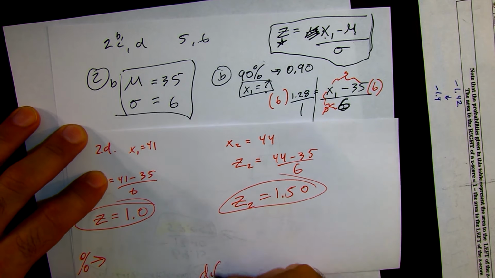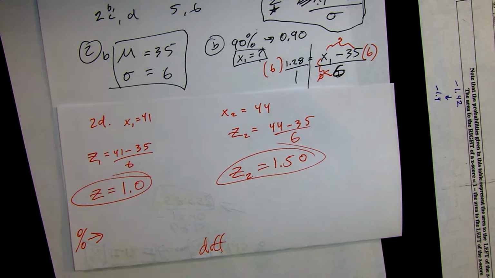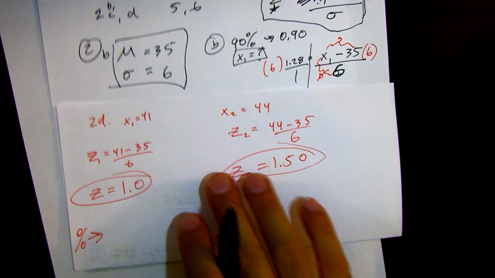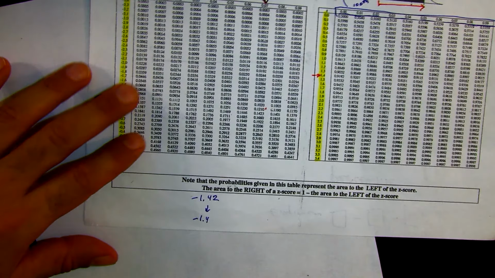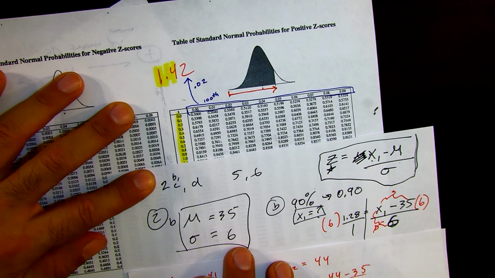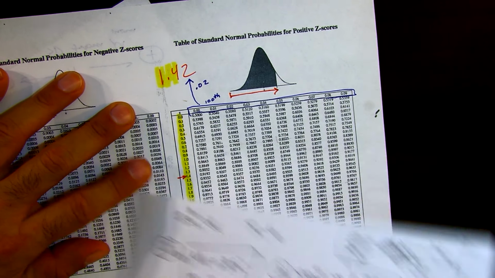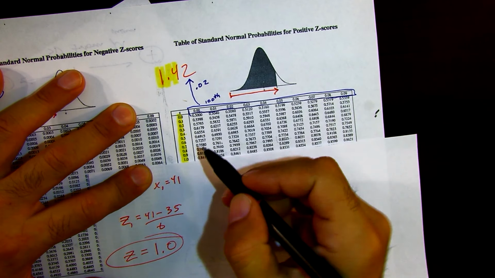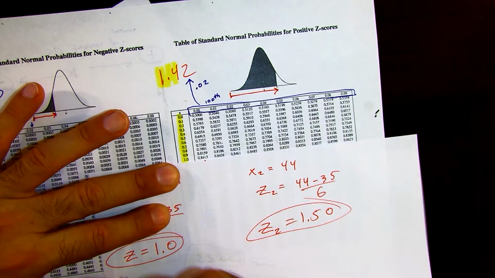Z-score of 1.0. That's going to be quick. Go to 1.0. 1.00, so we're looking at this one right here. So for 1.0, we're at 0.8413, which is going to be 84.13%.